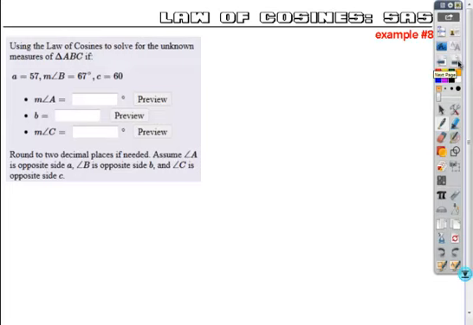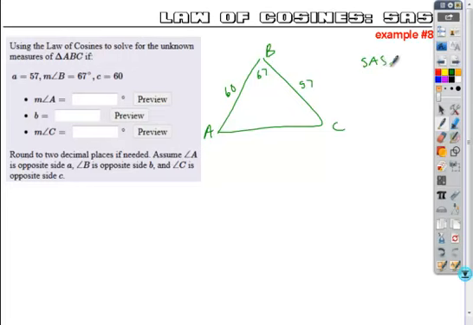These problems specifically tell you what form to use or what law to use. But if you have this information, you have two sides, and the angle is between those two sides. If you were to sketch the triangle ABC, side A is 57, angle B is 67, and side C is 60. So you see that you have this SAS pattern. SAS tells you you're going to use law of cosines.